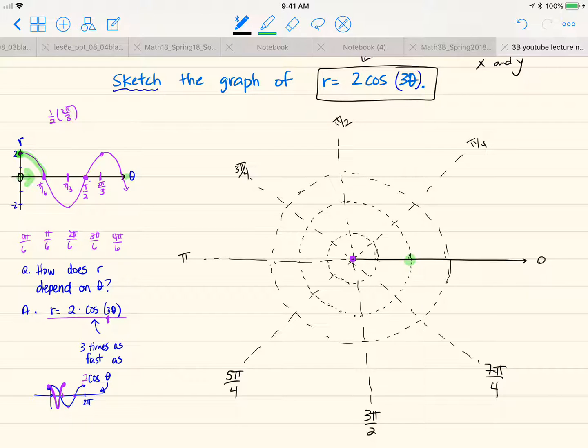So let's see here. What is 2 pi over 3? How many degrees is that? 2 pi over 3 times 180 over pi should be, so that is 360 over 3, which is 120 degrees. Okay, I got it. So it's a little bit over here. So let me actually just modify.